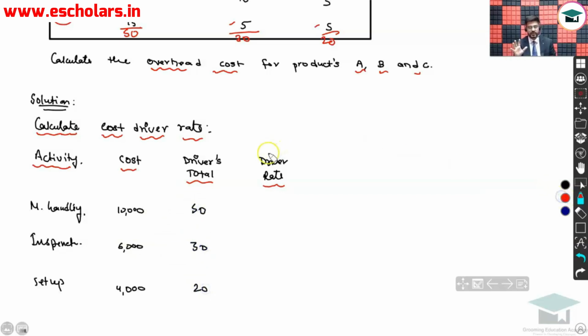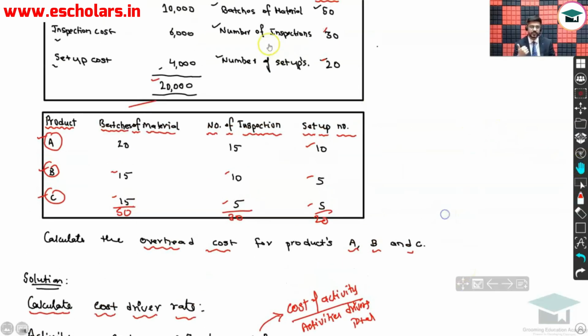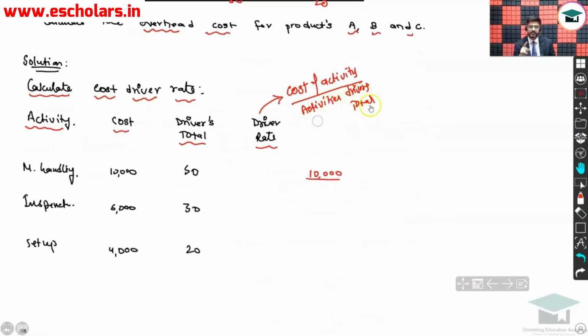Now how am I going to calculate my cost driver rate? Remember in the sugar handling example, we took the cost and divided it by the driver. So I'll write the formula here: cost driver rate formula, cost of activity divided by activity's driver total. Now what is the cost of first activity? Sir, the cost of first activity is 10,000 rupees. Very good. What is the activity driver? Batches of material. See this, batches of material. And what is the activity's driver total?